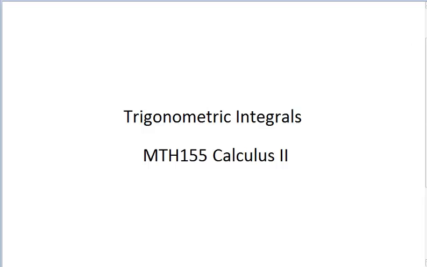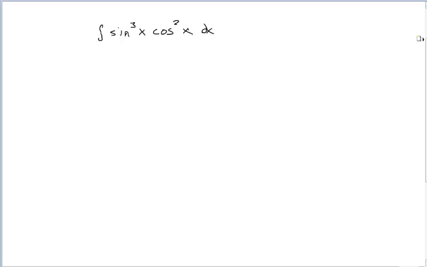In this video, we're going to take a look at trigonometric integrals. And in the first example, we have the integral of sine cubed x cosine squared x dx. So when we have an integral that has sine and cosine in it, we want to find which of the two have an odd exponent. And here our sine has an odd exponent. So we want to factor one out because we're going to need it for our du.